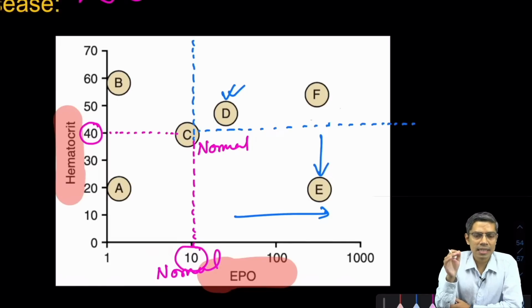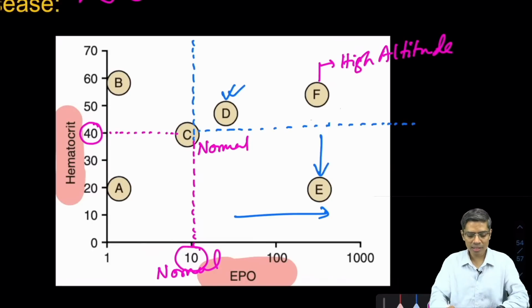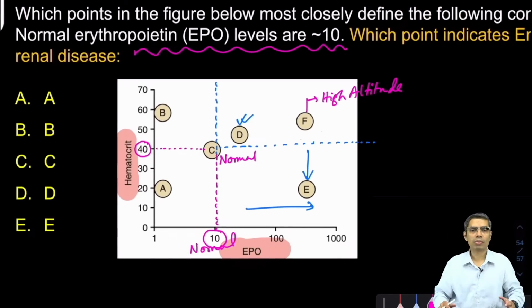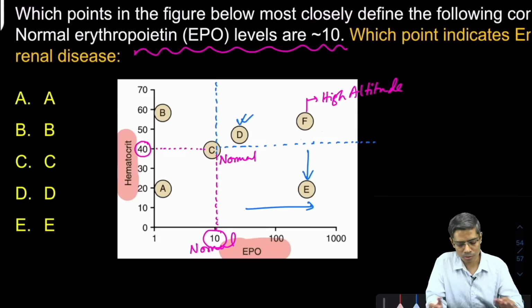You know that secondary polycythemia can happen in case of high altitude subjects also, or due to certain tumors like cerebellar hemangioblastoma, hepatocellular carcinoma. Those tumors also produce huge amounts of erythropoietin, because of which secondary polycythemia will occur. So, F point indicates secondary polycythemia.